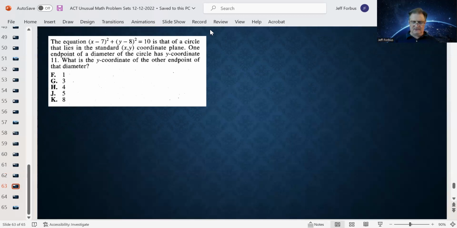All right, so here comes our circle problem. We have the equation x minus 7 squared plus y minus 8 squared is equal to 10, and it lies on a coordinate plane. One endpoint of the diameter of the circle has a y coordinate of 11. What is the y coordinate of the other endpoint of that diameter?